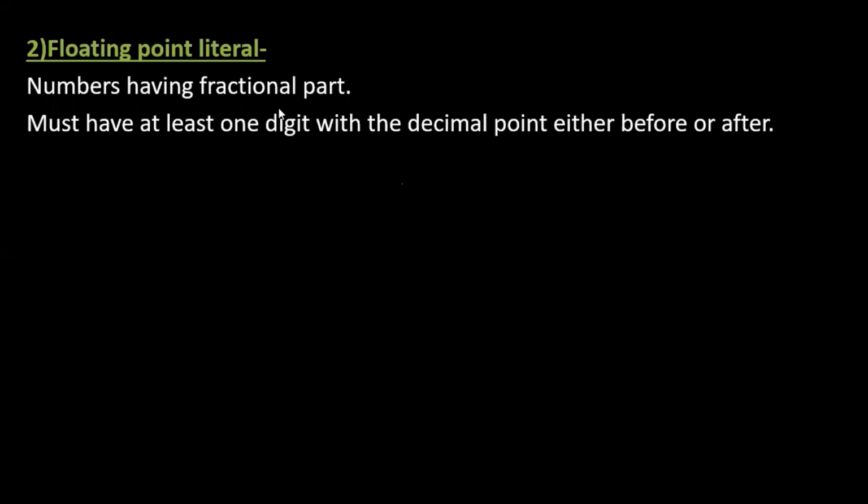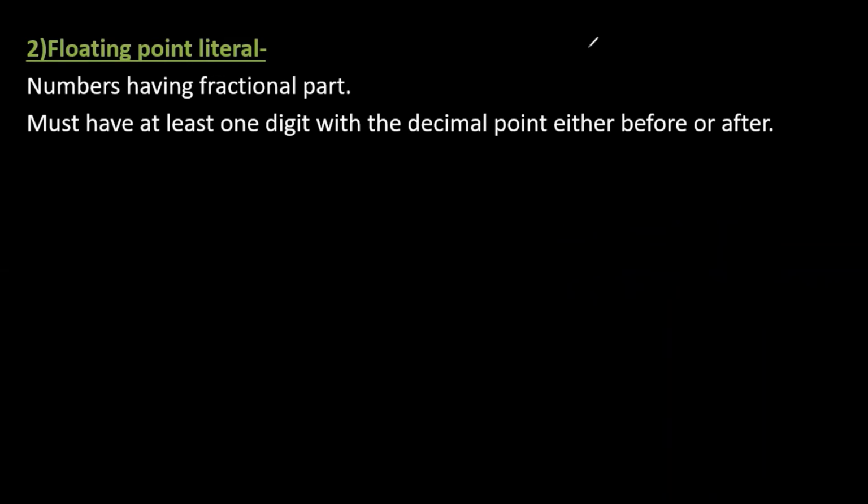The next type is floating point literal. Floating point basically are your decimal numbers like 20.3. Okay, numbers with fractional part. There should be a decimal point and there must be at least one digit either before it or after it. Now what is this? 3. means 3.0. It is understood, right? And .3 means 0.3. So that is why the rule is it must have at least one digit with the decimal point either before or after it.